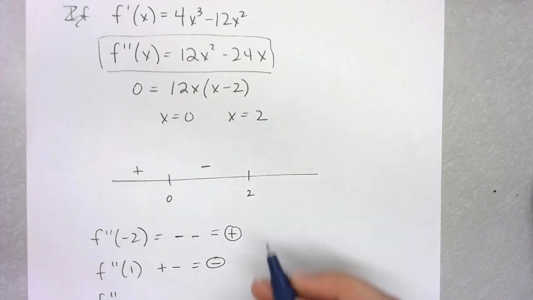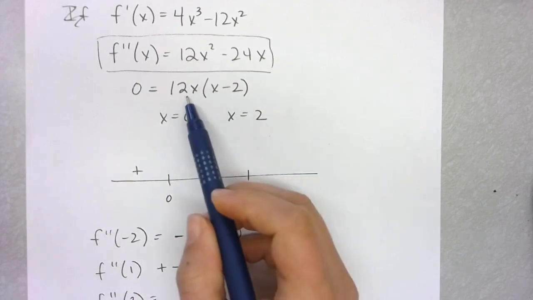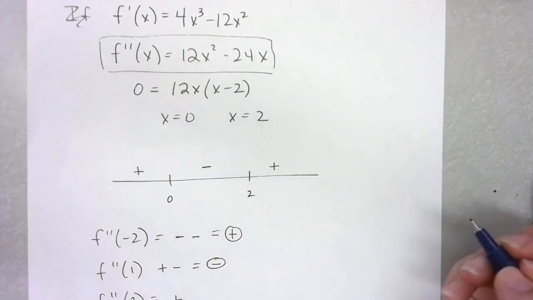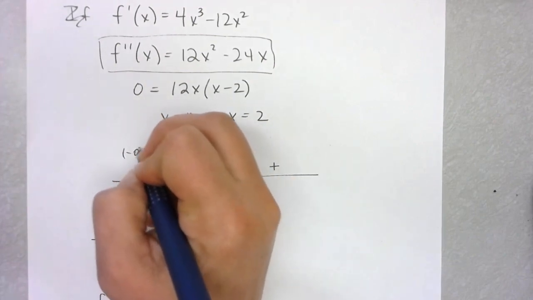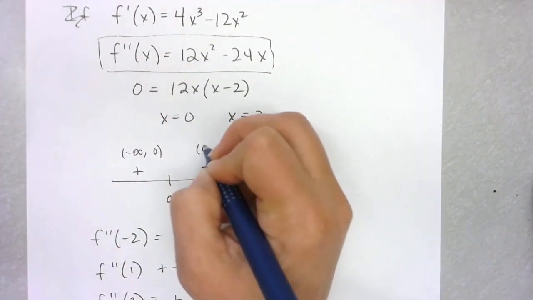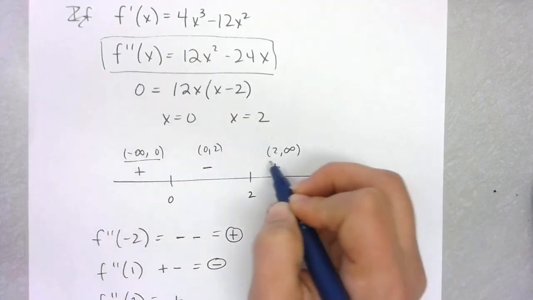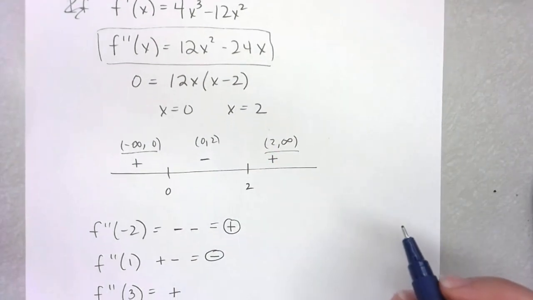So now I just need something bigger than 2, f double prime of 3, for instance. That will be positive, that will be positive, and so I'll get a positive value overall. Right, so my intervals of concavity, I would say this is negative infinity to 0, this is 0 to 2, and this is 2 to positive infinity. And so these two intervals are concave up. This one in the middle is concave down.